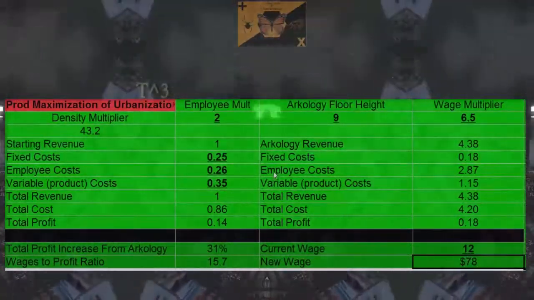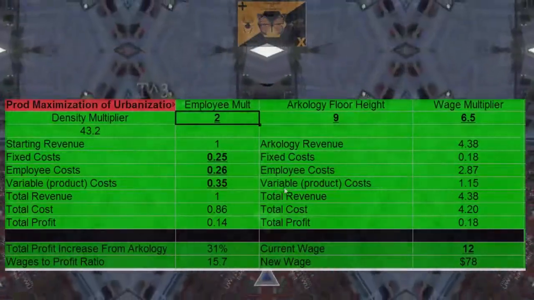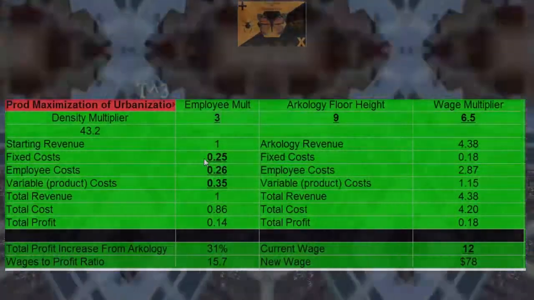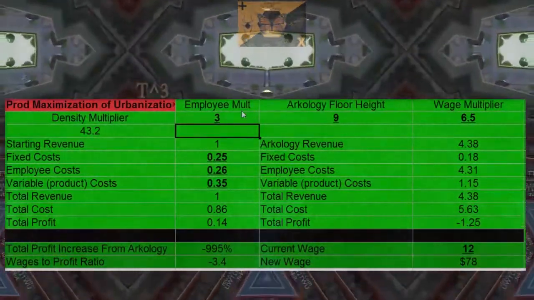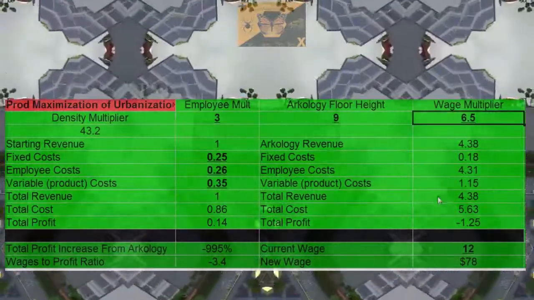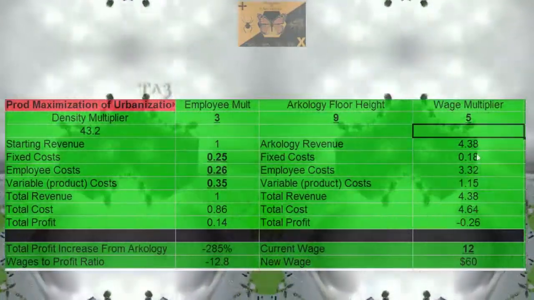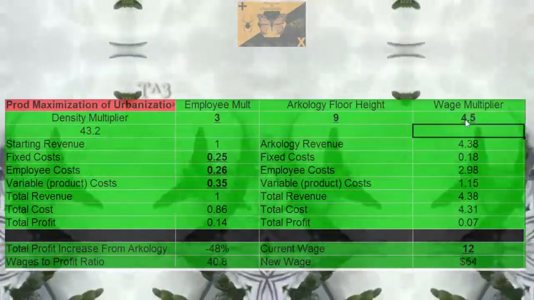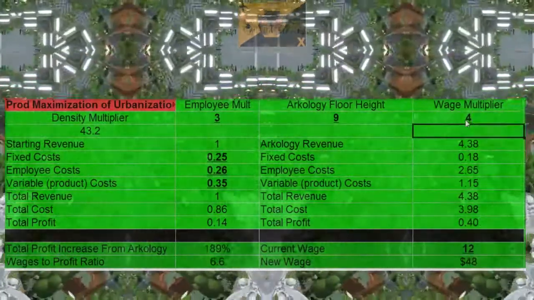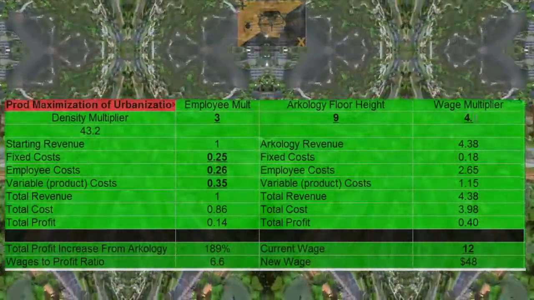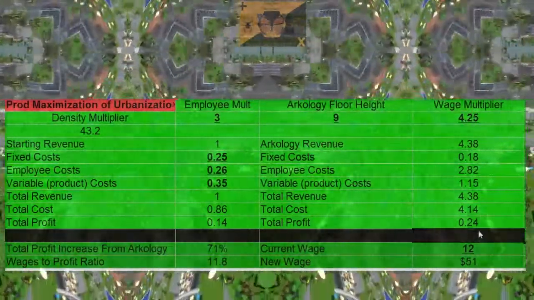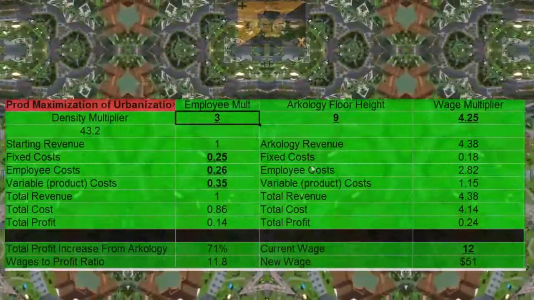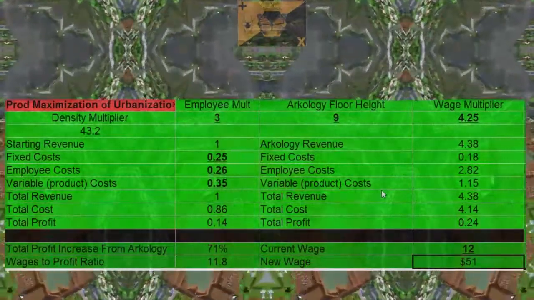Still very, very impressive. Let's say, just based on your industry, based on your service, you have to hire more employees. So you need a 3 times multiplier. Unfortunately, this will bring your wage multiplier down to about 4.5. No, we'll say 4.25. Yeah, around there is good. So now if you have to have a 3 times employee multiplier, you're only looking at $50 an hour.